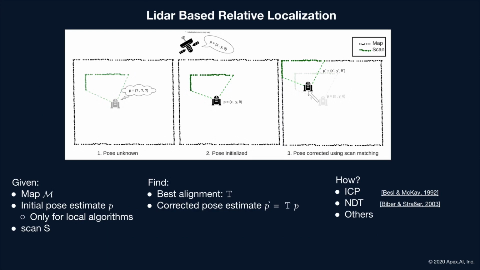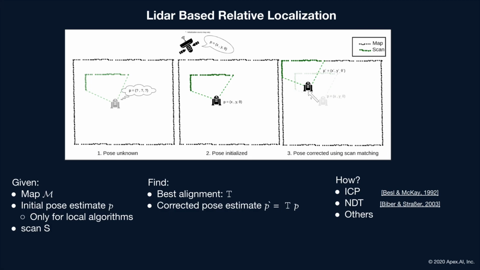In this image, we see a visual depiction of the general premise of LiDAR-based relative localization. In the first frame, we see the map of a room shown by the black dots, and inside the room, there is this robot that has a partial observation of the room. However, it does not know where it is located in the room.